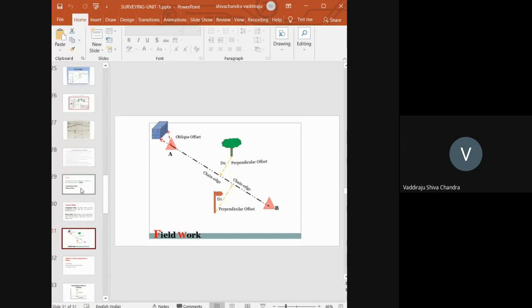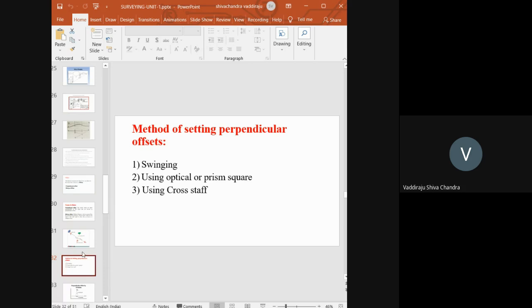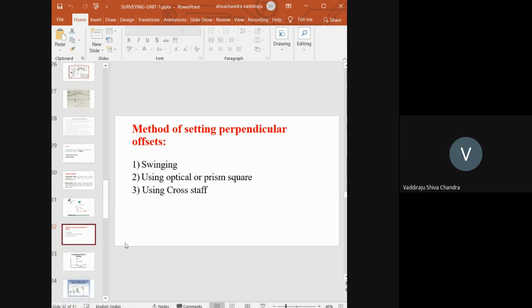Okay, an offset is nothing but the lateral measurement taken from an object to the chain line. The purpose of offset is to determine its position on the chart while plotting. Okay, so there are various methods of setting out perpendicular offsets in the field. One is the swinging operation, second is the optical or prism square instrument, and the other instrument is the cross staff.